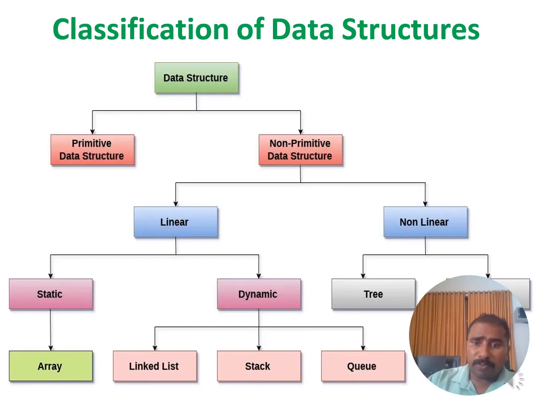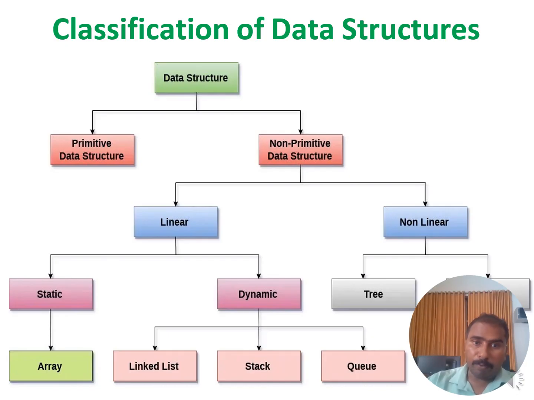Data structures are classified in many ways. First, data structures are classified into two types: primitive data structure and non-primitive data structure. In a primitive data structure, we can store only one piece of information. For example, integer, float, character, double. These data types are primitive, and we call them primitive data structures.